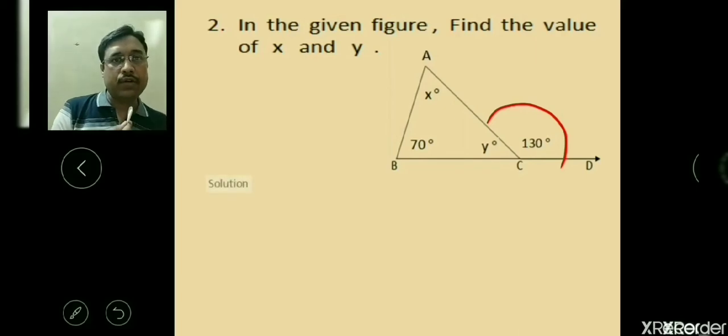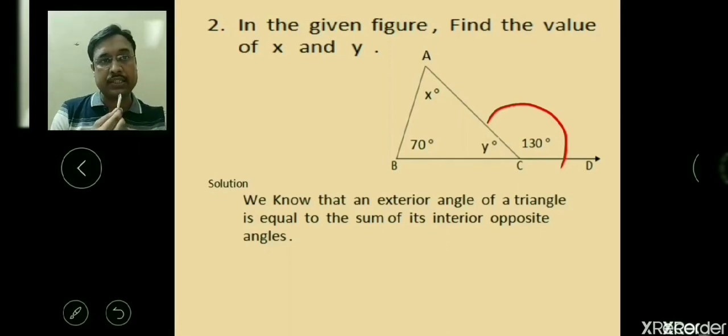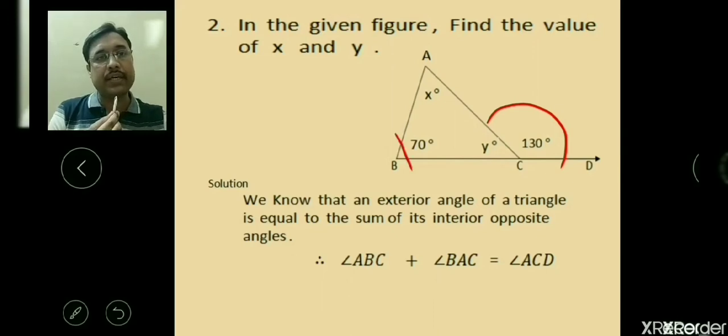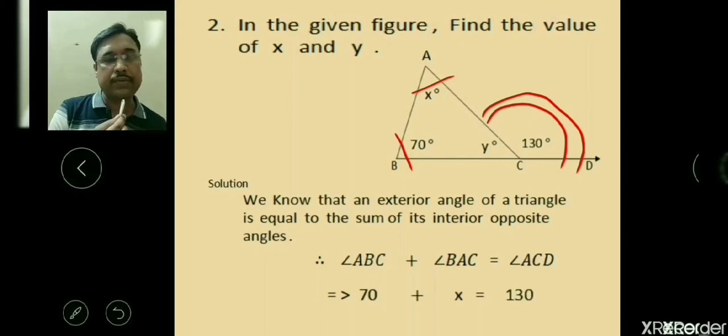So you will write in this solution that we know the exterior angle property: an exterior angle of a triangle is equal to the sum of its interior opposite angles. Then angle ABC plus angle BAC equals angle ACD. Means this angle B plus angle A is equal to angle ACD, the external angle, which is 130. So that will be this only.